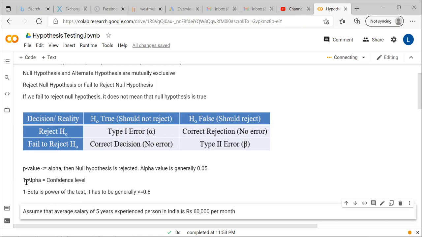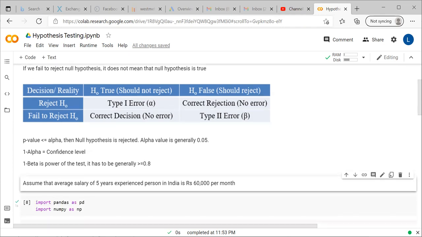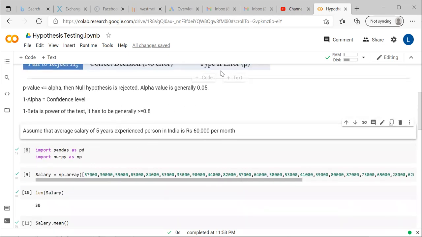And another two things we have to know about is the confidence level, which I have told you, 1 minus alpha, which is the confidence level. Here in this case, it is 95%. And another thing is beta, which is the type 2 error. 1 minus beta is the power of the test. Generally, if we want better validity of the hypothesis test, the power of the test has to be greater than or equal to 0.8.